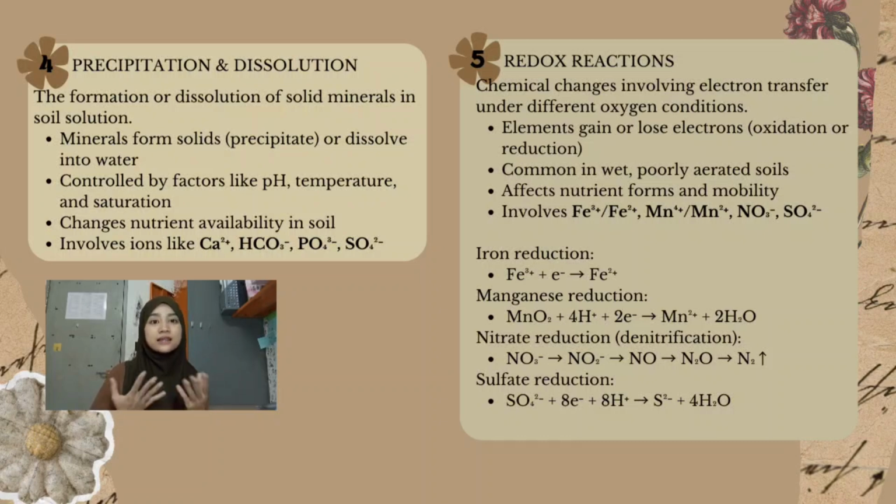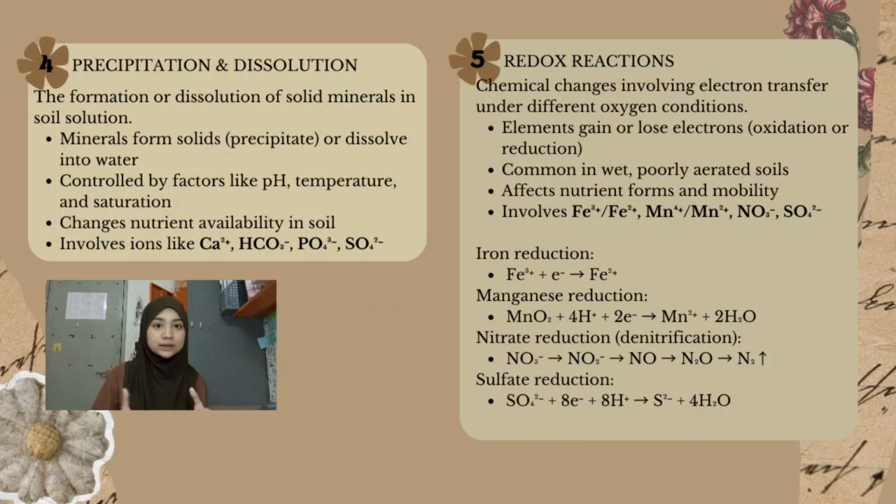In well-oxygenated soil, iron typically exists as ferric ion, but in anaerobic or waterlogged conditions, it gains an electron and becomes ferrous ion, which is more soluble. Similarly with manganese, where manganese 4 ion is reduced to manganese 2 ion. These reduced forms are more mobile and can be taken up by plants or lost through leaching.